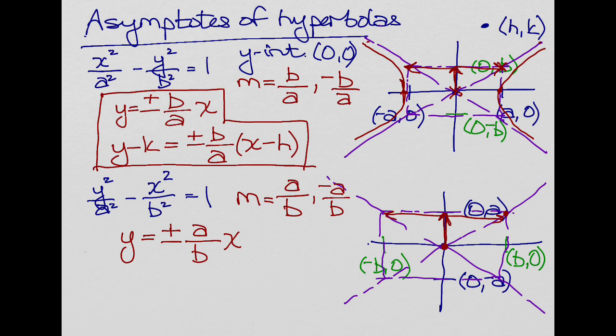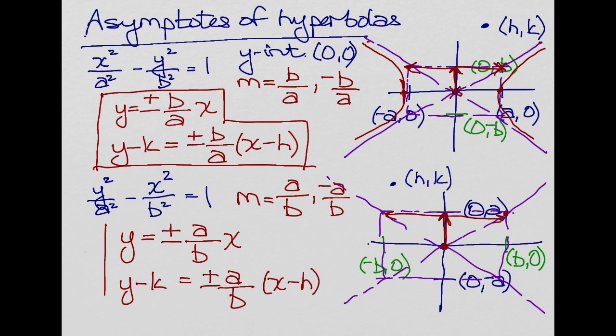Again, similar to the last time, if I move the center from 0, 0 to h, k, each of those lines now has a point where y has moved a distance of k. Slopes are the same though. And x has moved a distance of h. And there are my equations of asymptotes for a hyperbola with a vertical transverse axis.